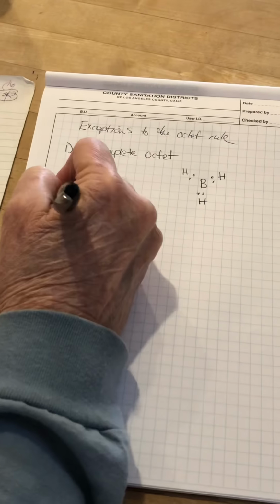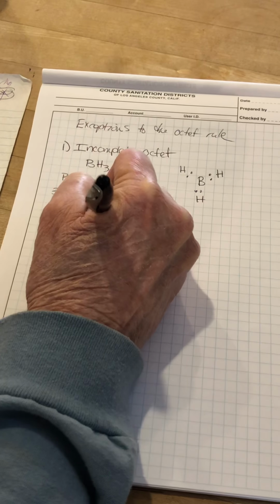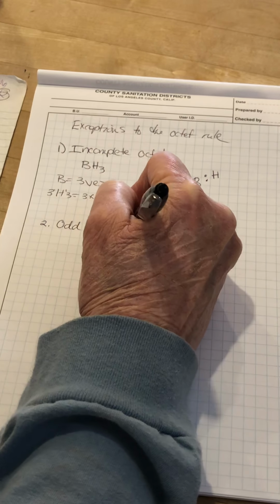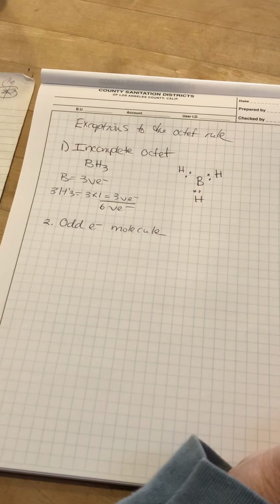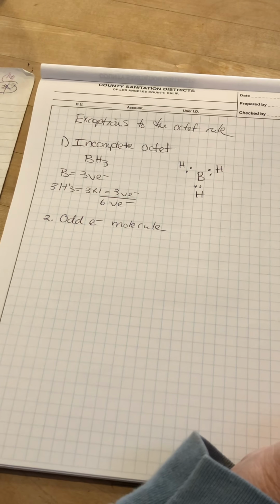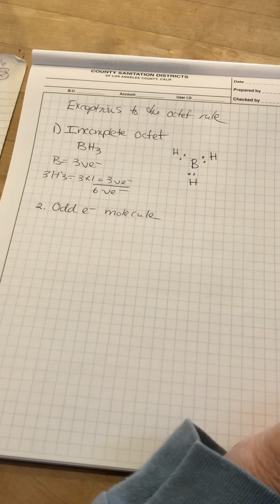The second one is a little bit more fun, actually. It's called an odd electron molecule. Now, if you think about this, if you have an odd number of electrons, somebody's not going to get paired up. It just happens. You can't divide an odd number by 2.